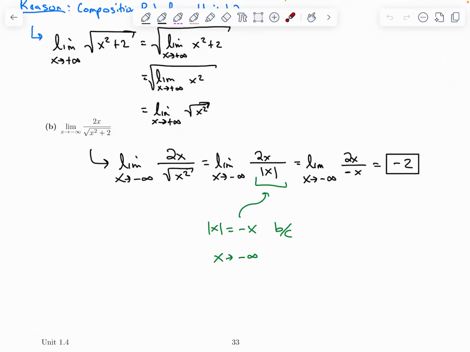The reason we're doing this is because we cannot cancel the x's at their current stage, because they're not the same. If they were the same factor, they'd be able to cancel, but they're not right now. One is an x and one is an absolute value of x. So once we realize that we are approaching negative infinity, we can rewrite it as negative x because now the negative negative will cancel itself out. If there wasn't the 2 on that one, would it be -1 or negative infinity? It would be -1.